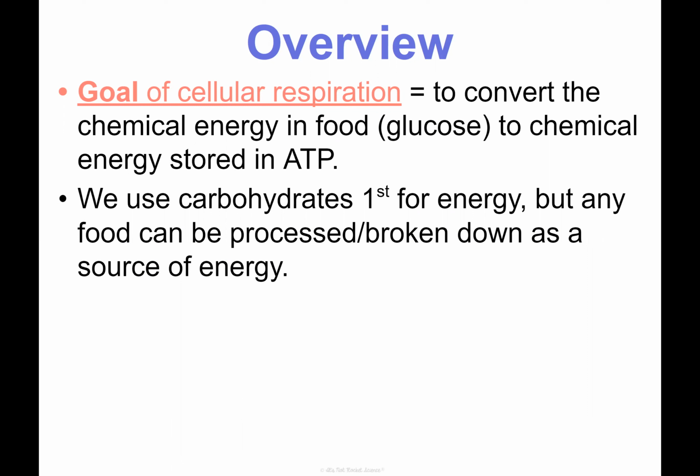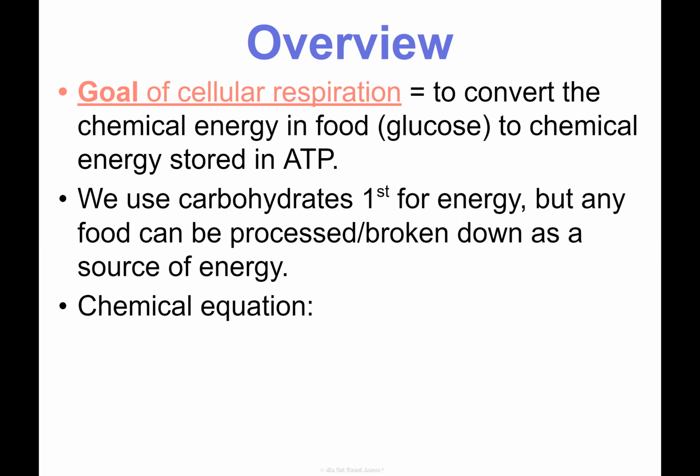So the overall goal of cellular respiration is to convert the chemical energy that's found in food. And remember, you can use any of the macromolecules of food, so carbohydrates, lipids, or proteins for energy. But carbohydrates are always the first one that we use for energy. So today during our equation, we're going to look at glucose, which is the main component or the monomer of our carbohydrates. And we're going to use this glucose, which is this chemical energy, and we're going to look at how ATP or stored energy is created.